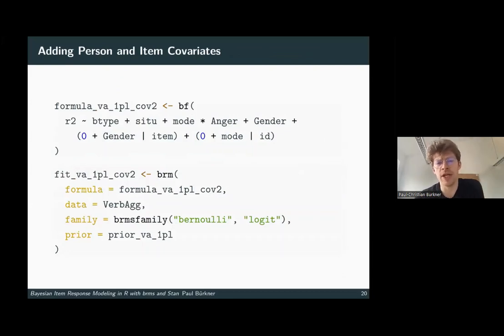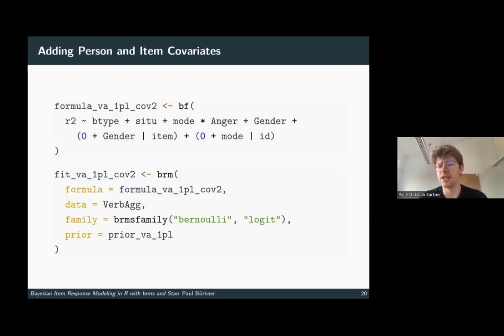Situation is the situation that is described in the item. Mode is whether people actually want to show that verbal aggressive behavior or do it. Anger is some kind of trait anger, how angry people are in general, and gender is the self-assigned gender of those people. Now we could predict all of that in an explanatory IRT model, and we could even say we assume that items have differential item functioning, for example, across gender. So some items may be easier or more difficult for the different genders.